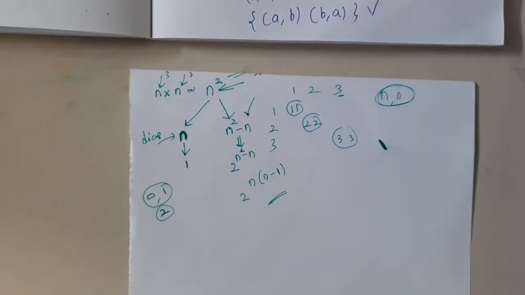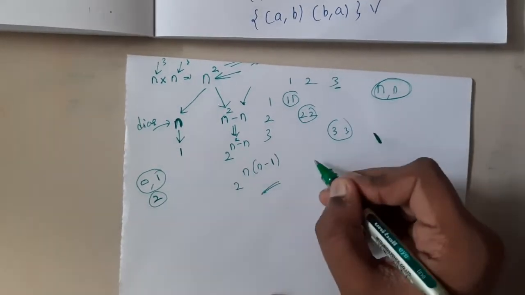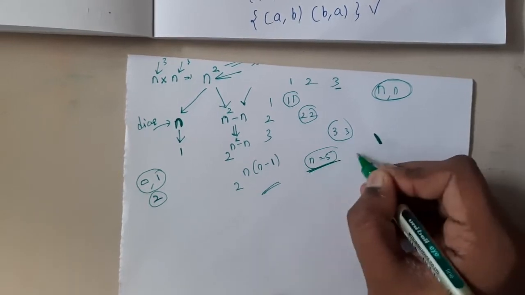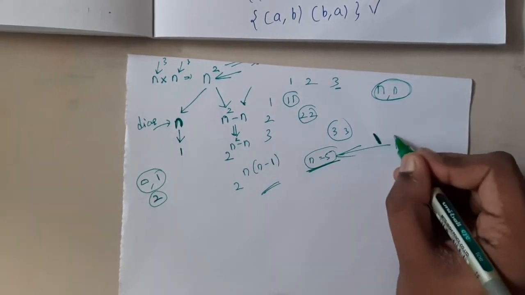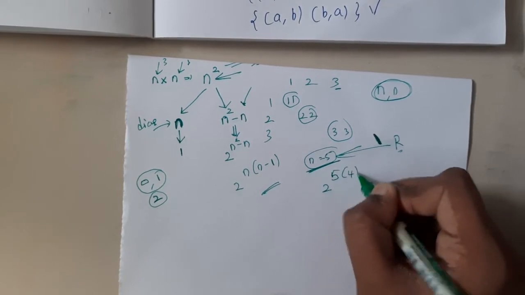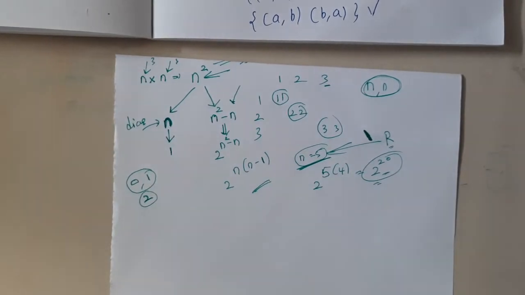Okay. If you take a small example, assume that in examination they gave the value of n equal to 5. This is a previous year GATE question, guys. If they gave n equal to 5 and they are asking the number of reflexive relations possible, it is nothing but 2 power of 5 into 4. That is nothing but 2 power 20. Got it? So that will be the answer. It's quite an easy method, right?